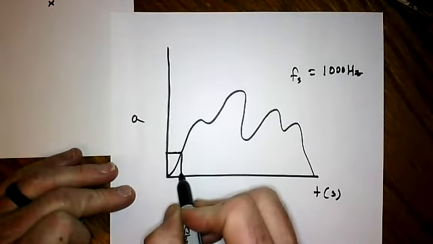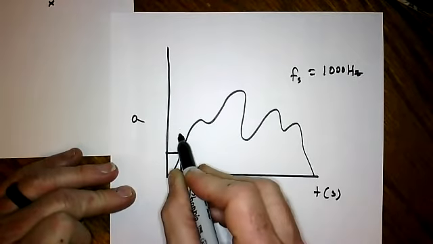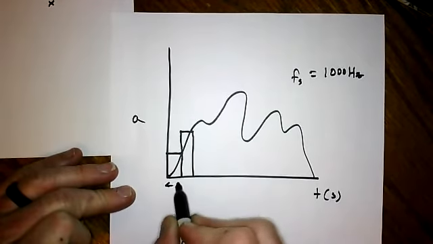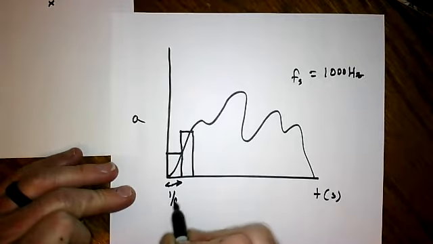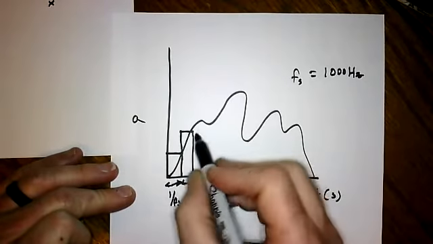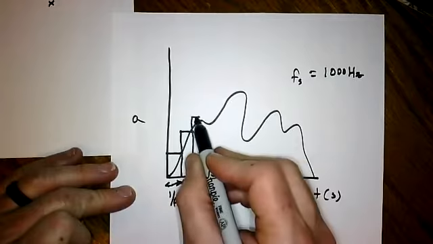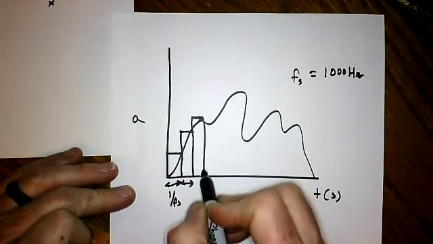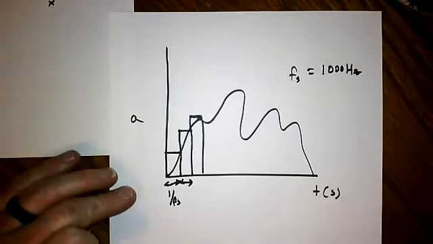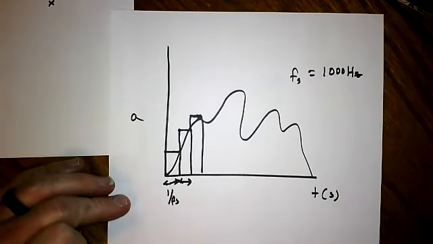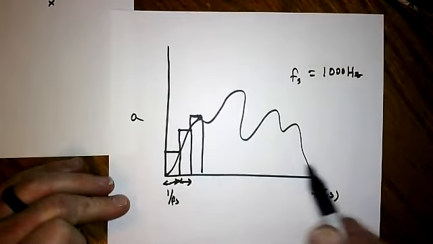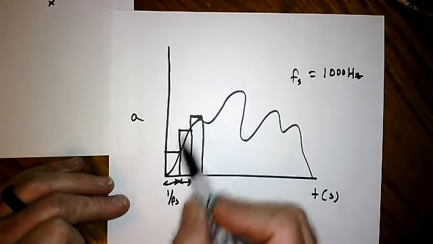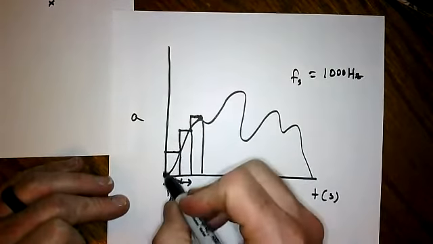This could be our first rectangle. This could be our next rectangle. The delta t's are all 1 over Fs. I'm trying to keep them the same. This is that one. And by using a rectangle to approximate that curve, you can see we're actually going to be calculating the area under, in reality, this curve.